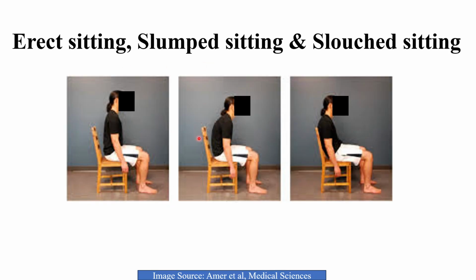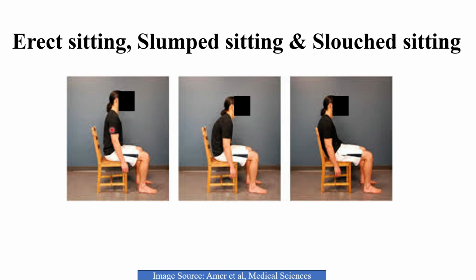Here we see three images of sitting. The first one is erect sitting, the second one is slumped sitting, the third one is slouched sitting. In the first two, the person is sitting without any backrest support of the chair. In the third one, he's taking the backrest support while sitting.